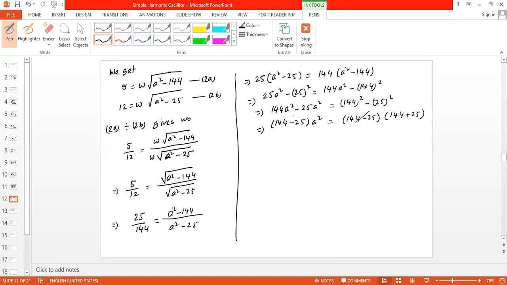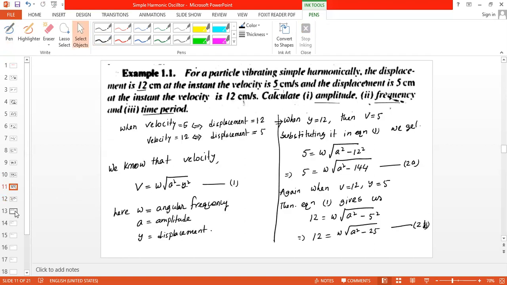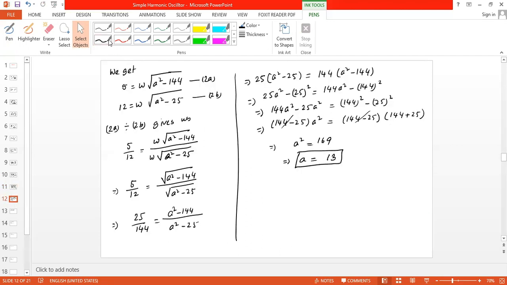This and this are going to cancel each other. So we get a square equal to 169, or this gives us a equal to 13. So this is basically the amplitude. This is the solution for part 1. Clear? So this is the amplitude, part 1.